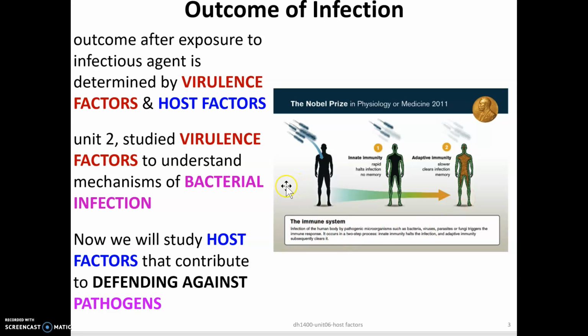Now, the outcome of an infection depends on what type of infection you're facing and how efficient that infection is at causing disease. Ideally, the outcome would be that you would be cured and have very little damage. In Unit 2, if you can remember, we talked about virulence factors, and how a bacterial cell can basically cause an infection. Now we want to talk about how we can defend ourselves against those bacteria as they try to cause infection.